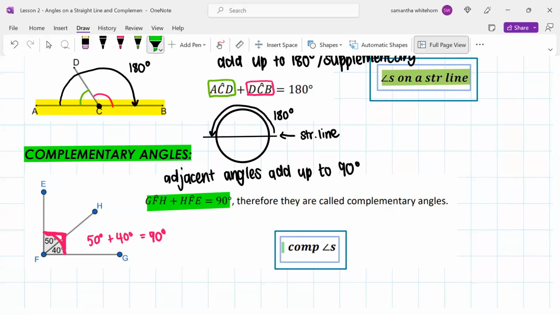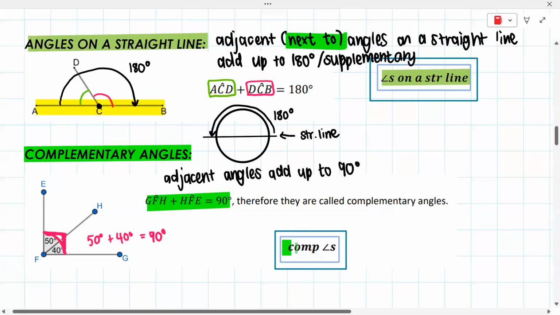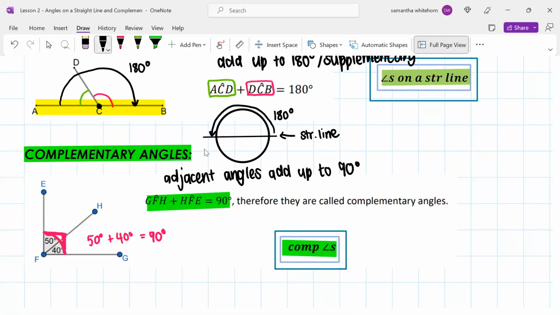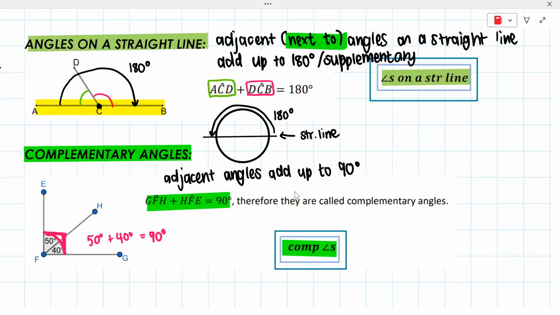Now, again, if we make a statement that they add up to 90, we have to give a reason, and our reason is comp angles, complementary angles. Right, so I'm going to give you a second to screenshot those two reasons, and then we're going to have a look at some examples applying both of these reasons.